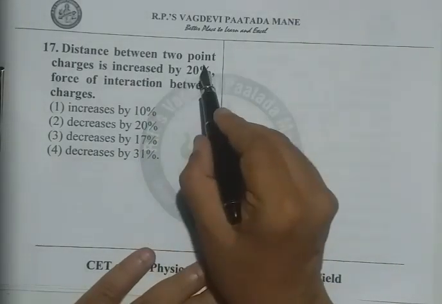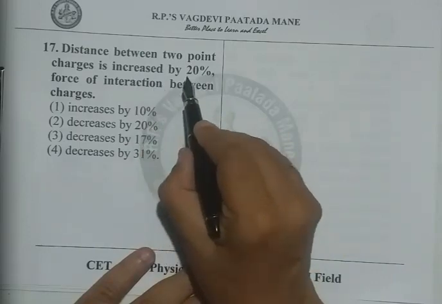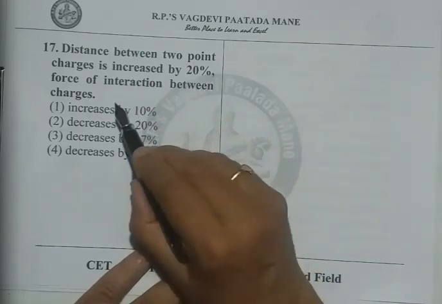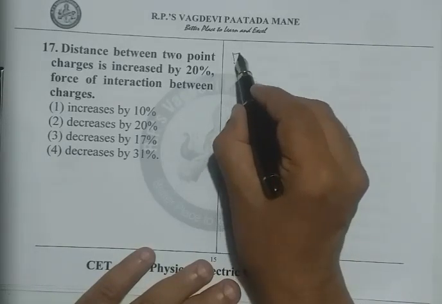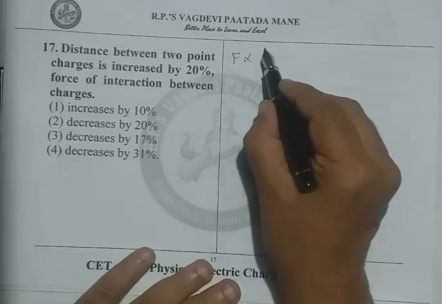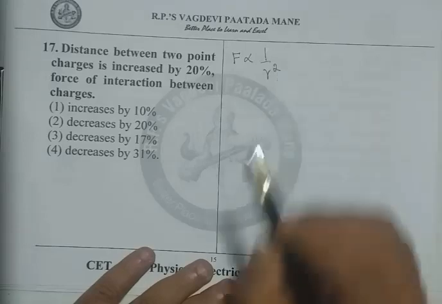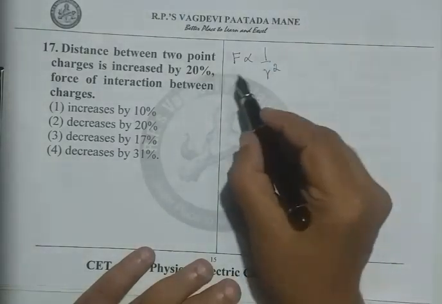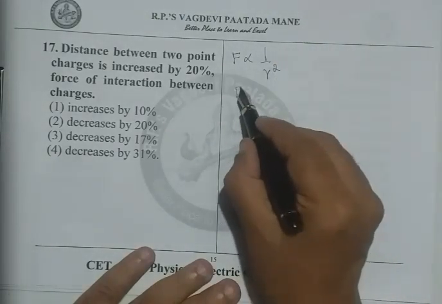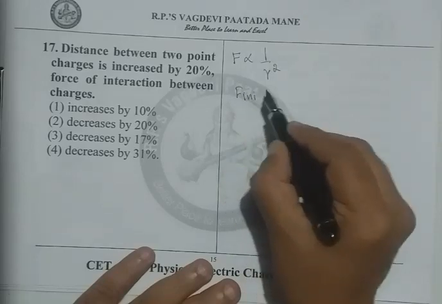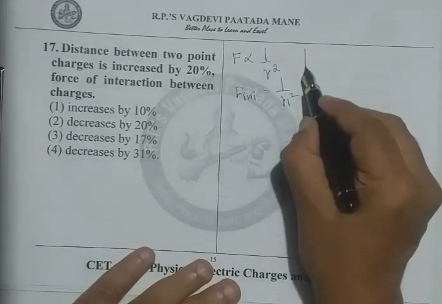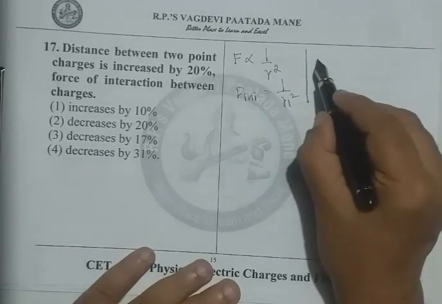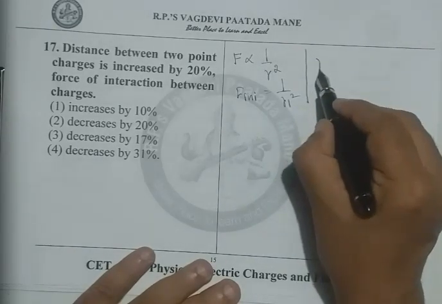The distance between two point charges is increased by 20%. The force of interaction between the charges: we know F according to Coulomb's law is inversely proportional to R square. Therefore, I write F initial as 1 by R1 square. And it is given the distance is increased by 20%.